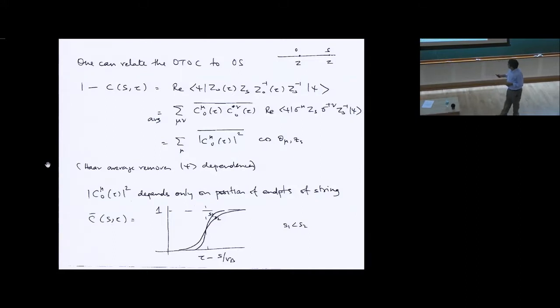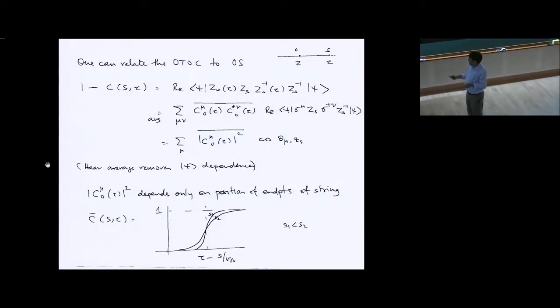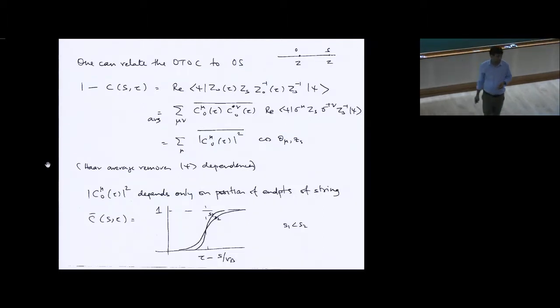So things will happen if the second operator is a distance s away. Things will happen at a time which is that distance divided by the butterfly velocity, and that's what's going on. Some pieces of the operator arrive earlier, some arrive later, and so therefore, instead of simply going zero and then jumping to one, you see a more gradual buildup.